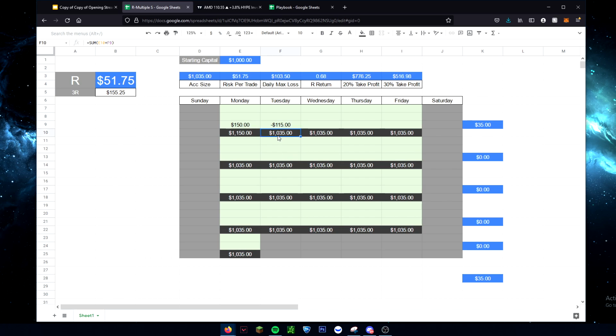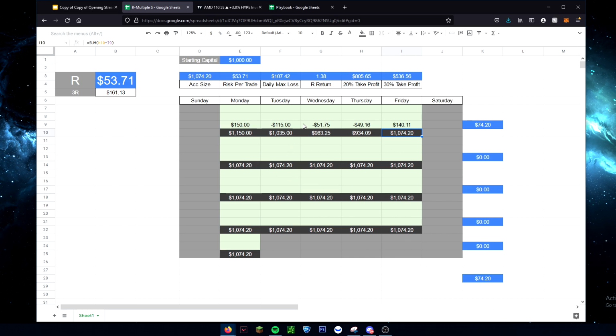Now your account is at 1,035, but you see how you're still profitable after taking 2 losses and just 1 win. And let's say we take another loss, negative 51.75, which is our risk per trade, and then this goes down even lower. So every time we take a loss, our risk is decreasing, just like our returns would increase as our account grows. So let's say we take a win here. Now we're back in the green, $74, and our risk increases once again.